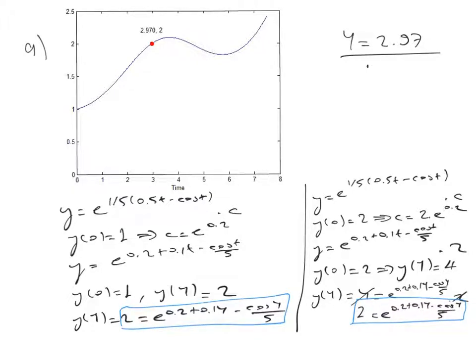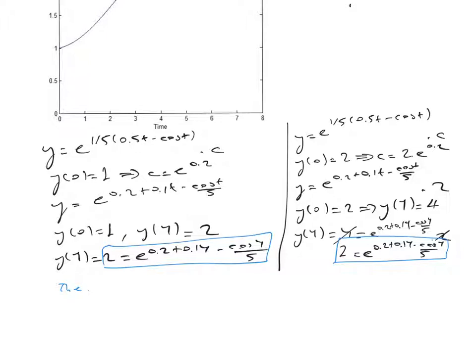So the doubling time tau doesn't depend on the initial population. Let's write it down. The doubling time tau doesn't depend on the initial population. This is the end of part A, and let's continue with part B.